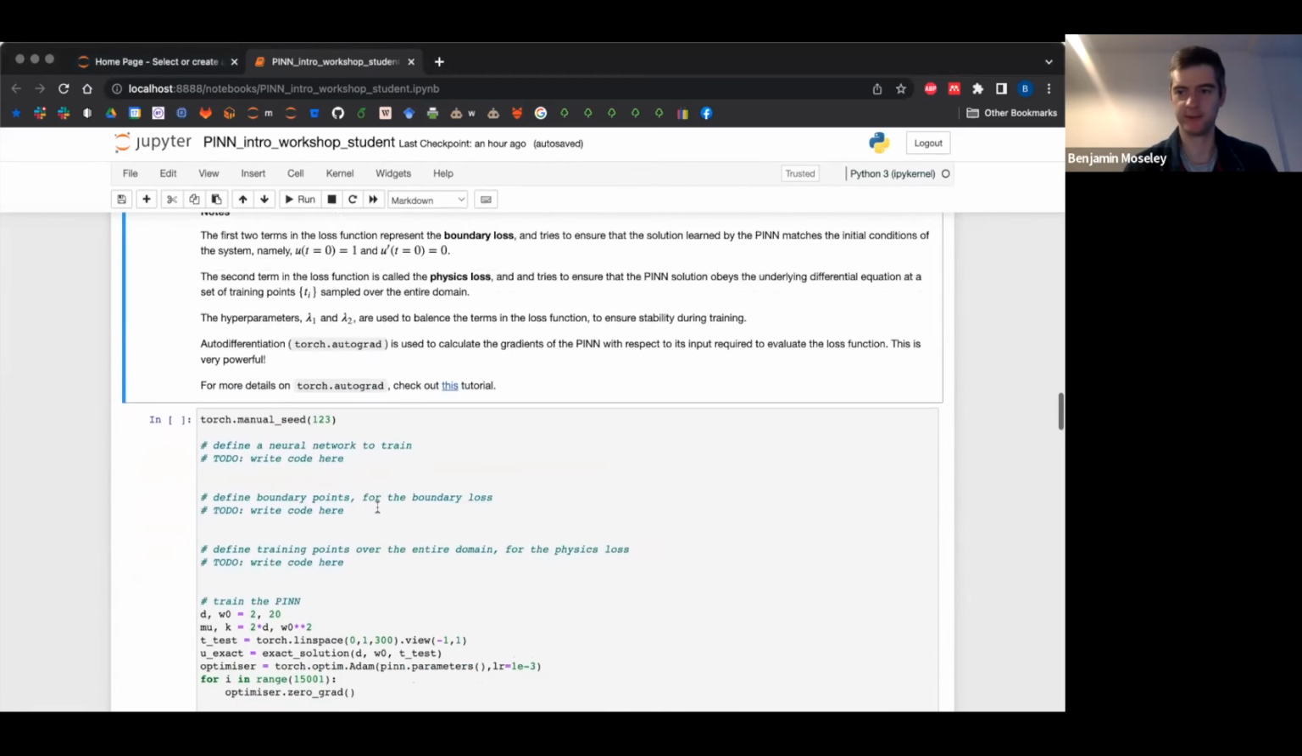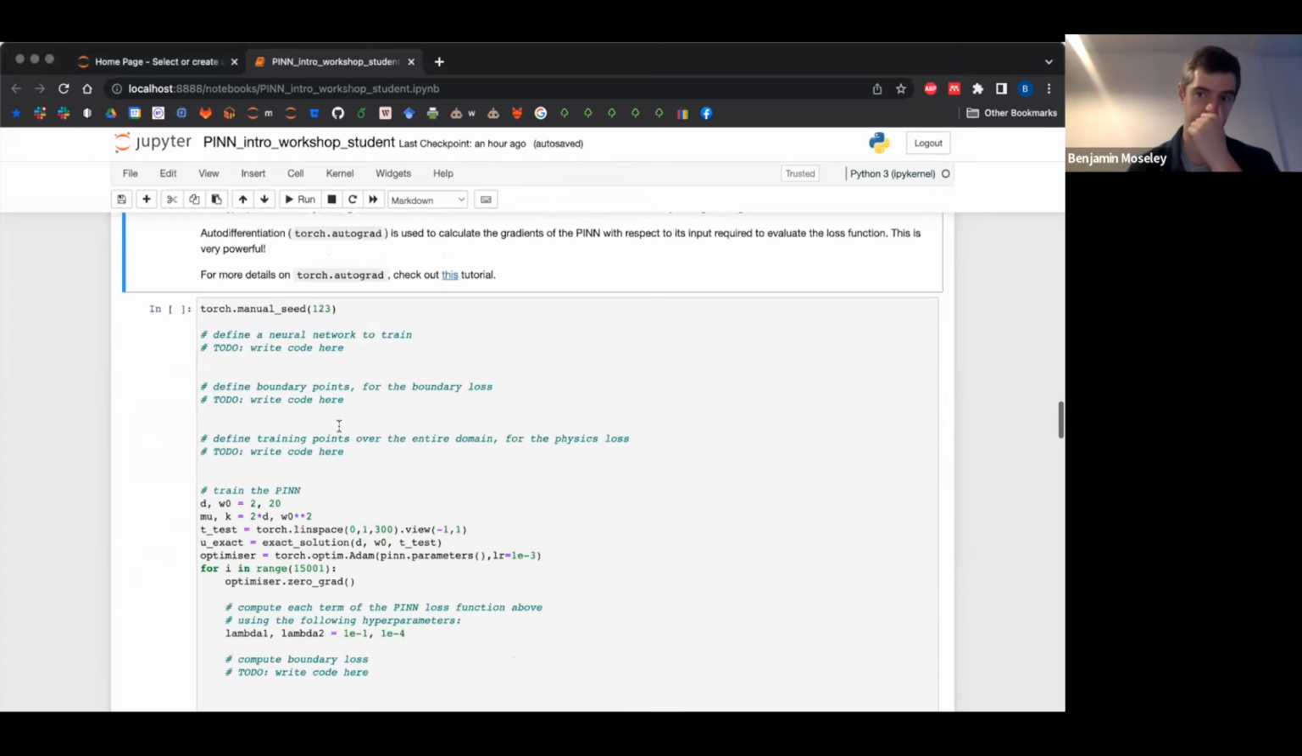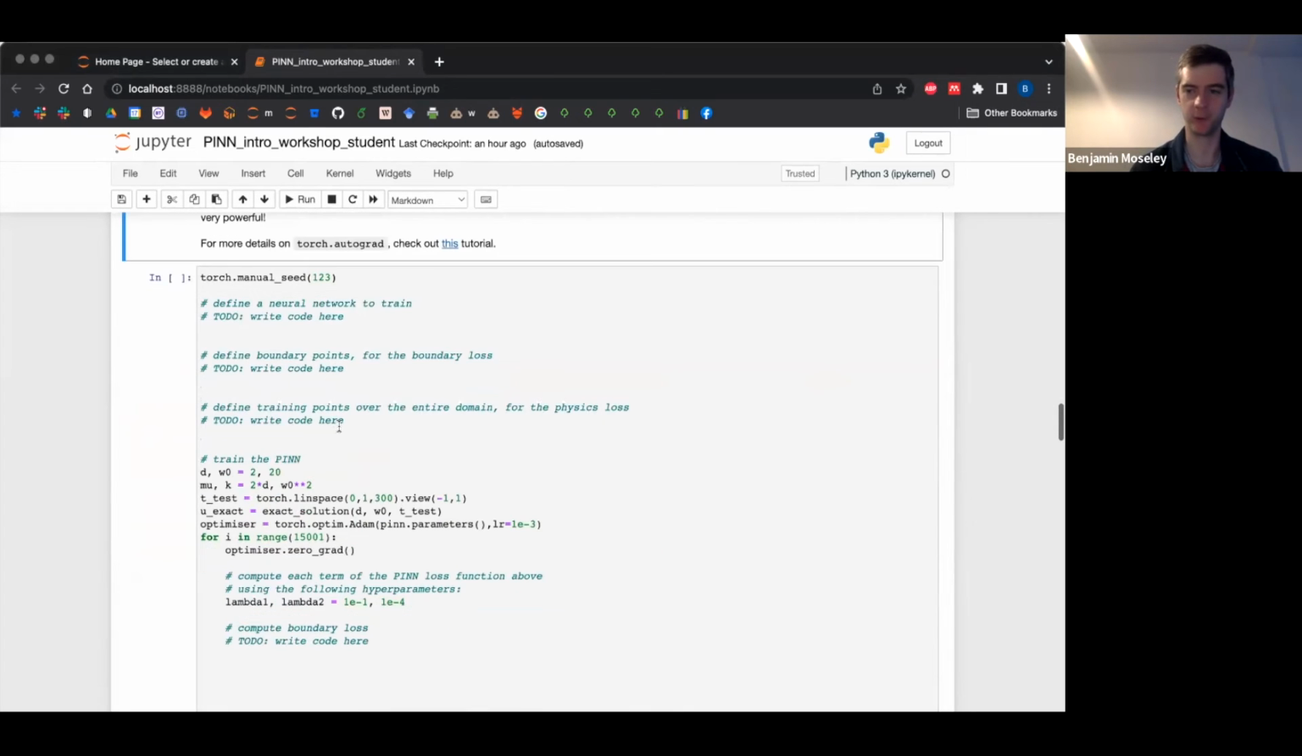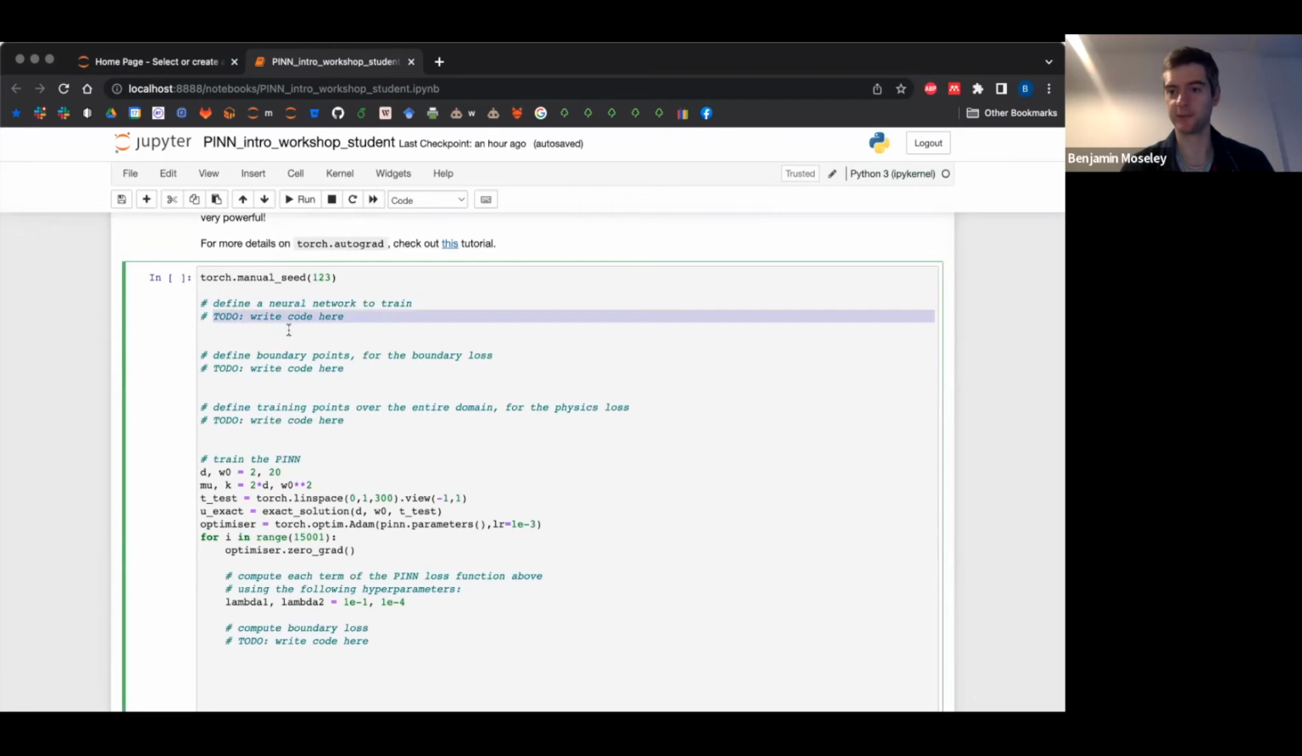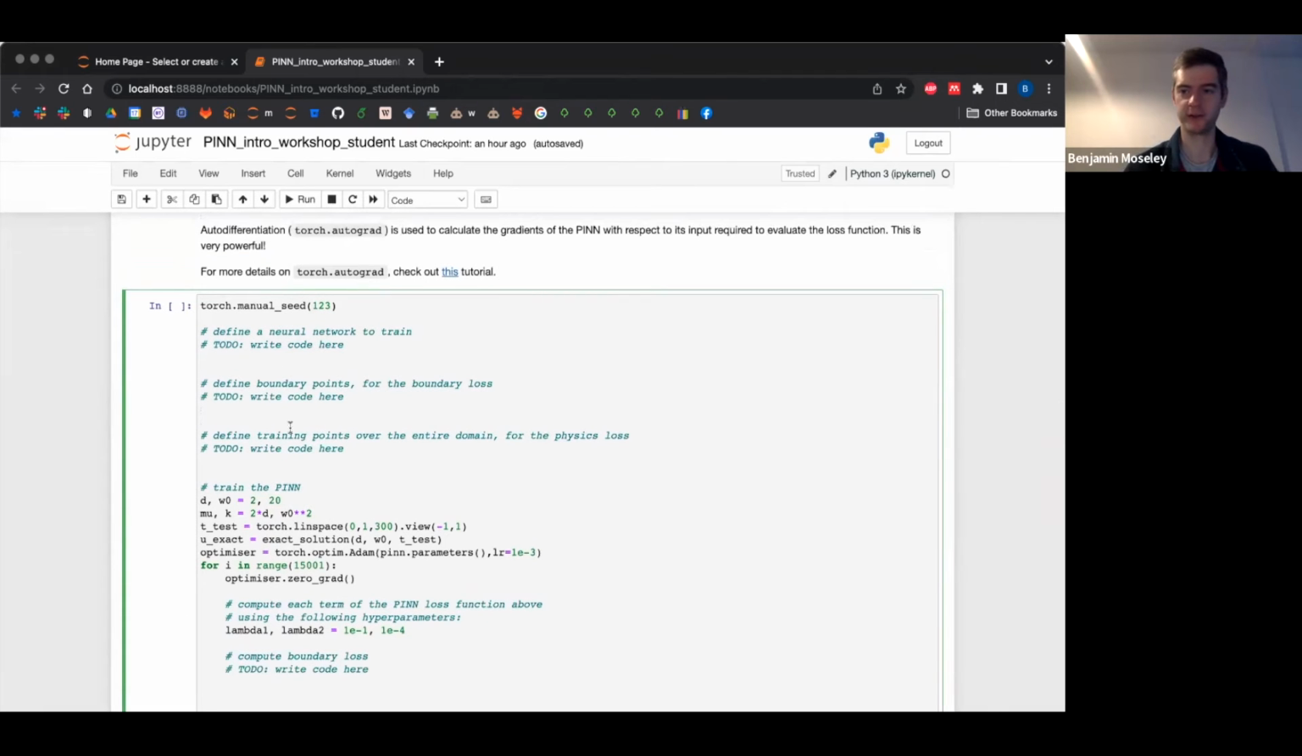So this is the main meat of the code, and we're going to try and train the PINN in this for loop here. So there's a bunch of stuff that I'm going to fill in the blanks here. Every time it says to write some code, I'm going to fill in the blanks. So this whole block is going to define the PINN and then hopefully train it and then plot the results as it's training. Okay, so the first thing we want to do is define the neural network.